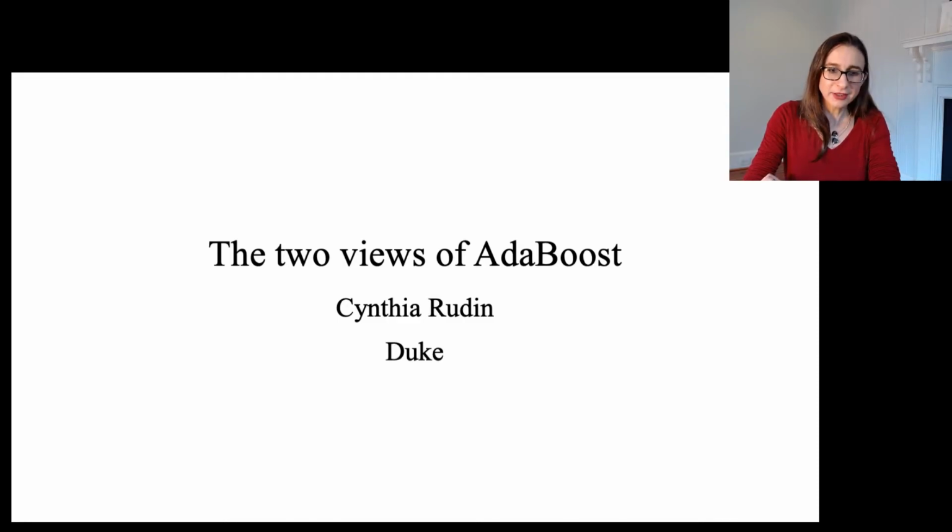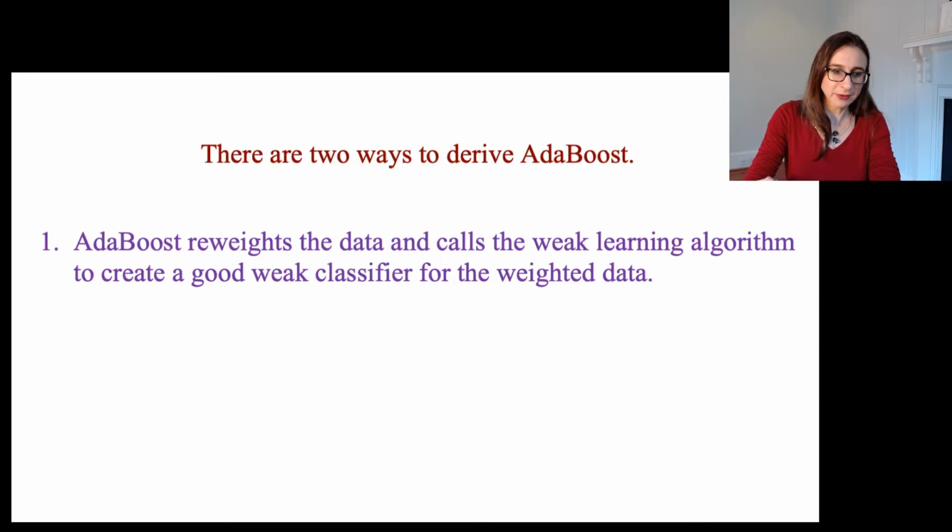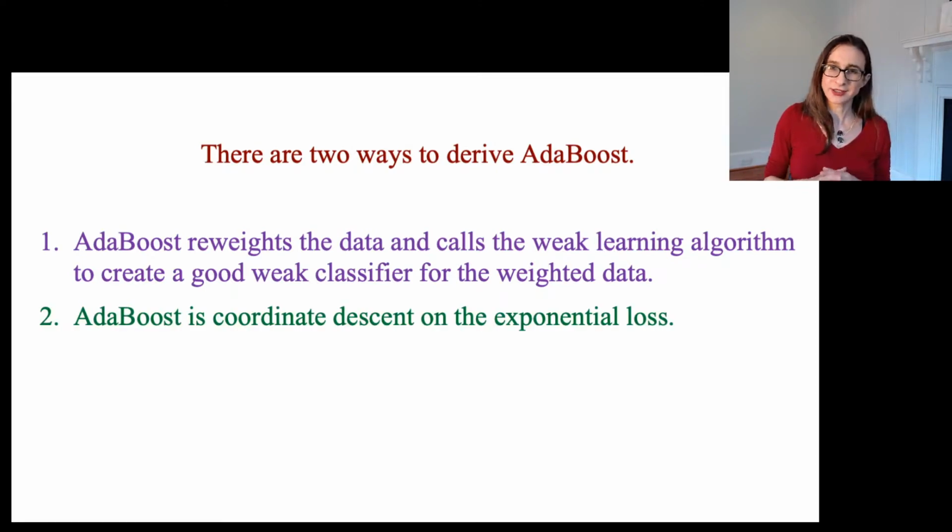Now, as I mentioned, there are two ways of viewing AdaBoost. The first one is, as we talked about, a method that reweights the data and calls the weak learning algorithm over and over again to produce weak classifiers. Fine. The second way is that it's coordinate descent on the exponential loss. Okay, so how do we reconcile these two views?